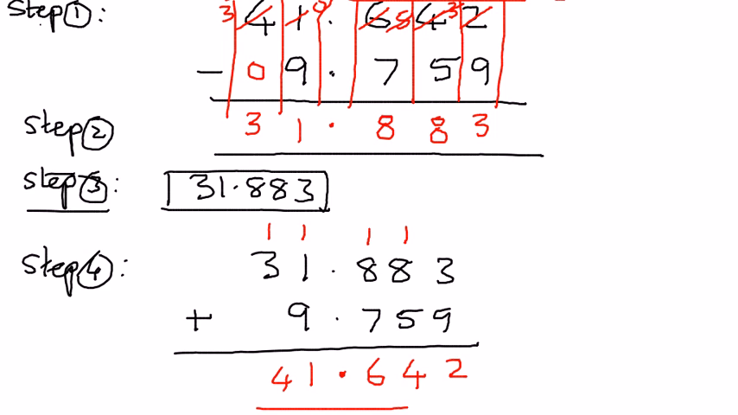So therefore our check is 41.642, which is what we started off with. So when we take the result and add it to the second number, we should get the first number, and that is how we can check our answer. And therefore in this case the check worked out correctly, because when we added these two numbers, we came up with the third value.